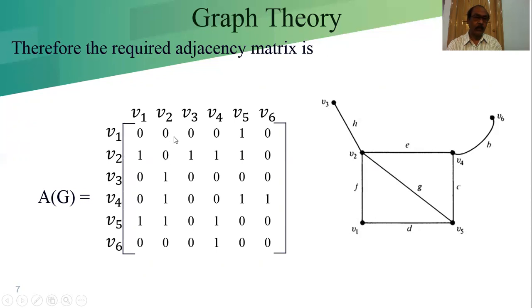1, 0. This should be the 1. I already said that this is the mistake. There should be the 1. 1, 0, 1, 1, 1. 1, 0, 1, 1, 0.